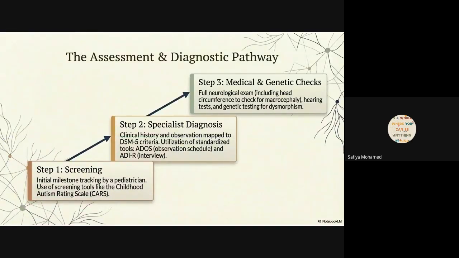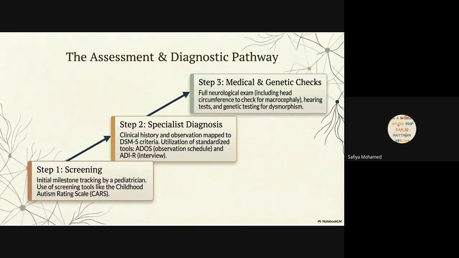Step 2 is specialist diagnosis. Clinical history and observation mapped to DSM-5 criteria, utilization of standardized tools, the ADOS observation schedule, and the ADI interview. Like I said, too much high English. It's not our department to deal with anyway, so don't worry about it. That basically is just telling us that after the screening, the pediatrician will refer them to whichever specialist they think the child must see. Like we said earlier on, sometimes it needs to be the audiologist, or sometimes the child isn't walking because there's something wrong with his foot, and they're going to send him for an x-ray, to the sonar people.